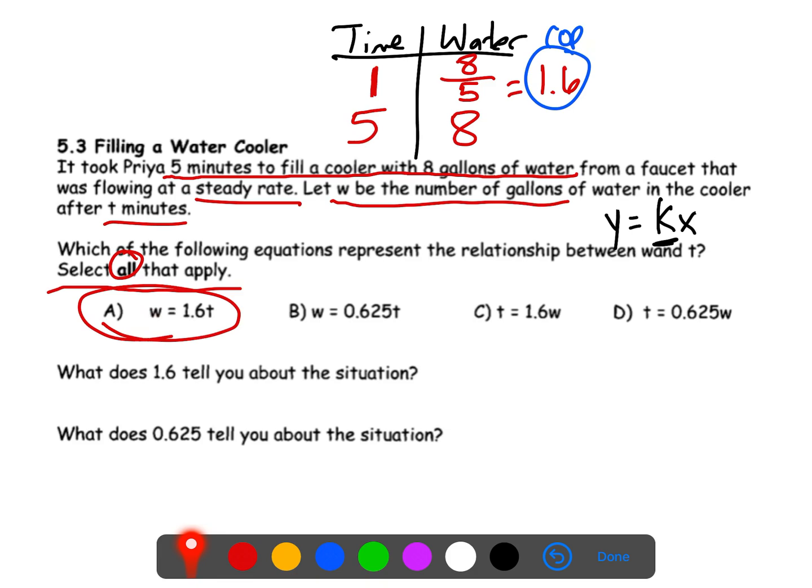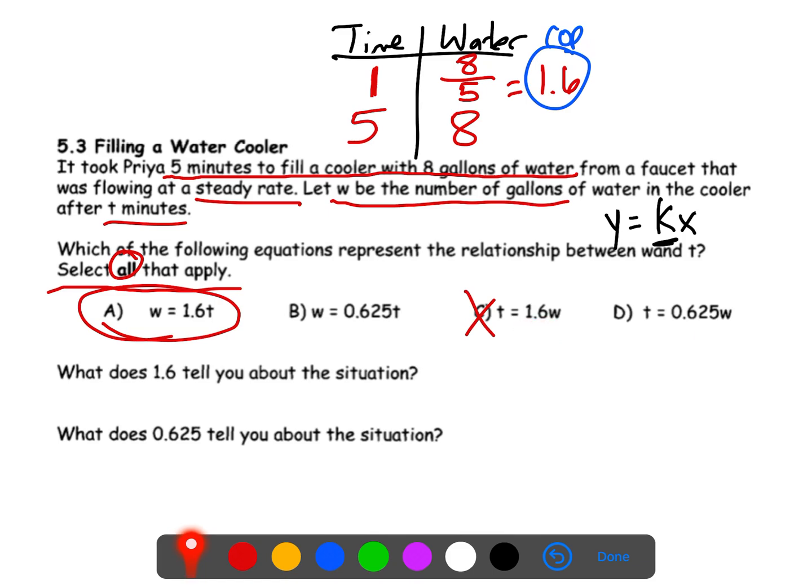to equal the amount of water going in. Now, I need to be really careful that I don't have another answer choice here because it said select all that apply. So if I look at the other similar equation here, the only difference is the variables have switched places. If I take 1.6 times the amount of water, will that equal the time? Well, that would be an example here with the ratio that we're given. If I take 1.6 times 8, W, the water here, will it equal 5? Absolutely not. So this equation will not work using that constant of proportionality.